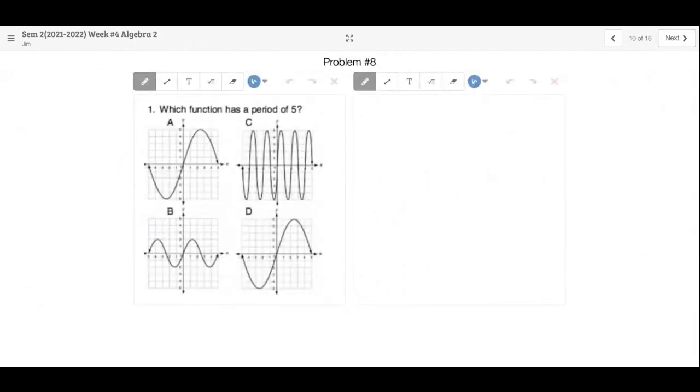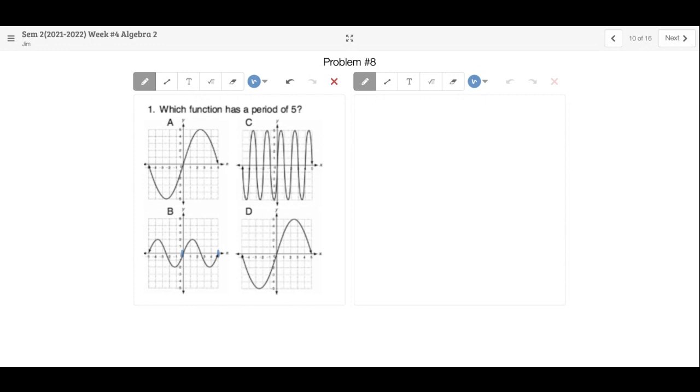Number 8, which one of the functions has a period of 5? Letter B. Let's see here. So if I start here, go to here, 1, 2, 3, 4, 5, and then it's going to repeat itself. I agree. That would be that graph.